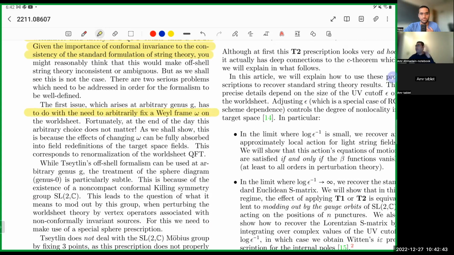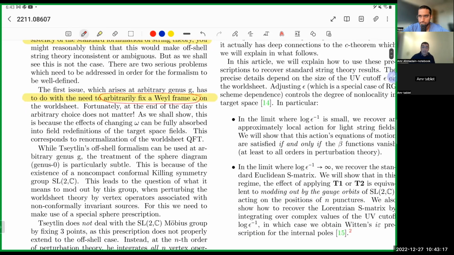When you fix diffeos and you fix the Weyl frame, this is part of the standard string theory story. There are multiple Weyl frames after you fix the diffeomorphisms on the world sheet. But at the end of the day, you'll see that this arbitrary choice of a Weyl frame does not really matter, because the effect of changing omega, or the Weyl frame, can be fully absorbed into field redefinitions of the target space fields. This is a crucial point.